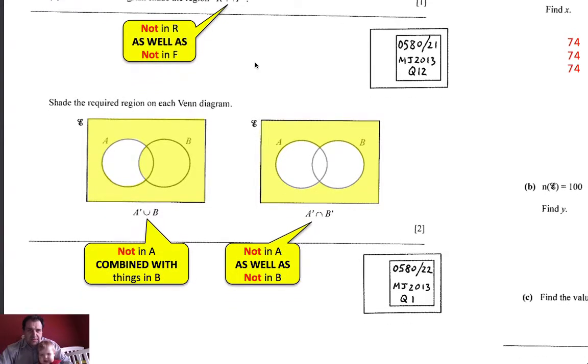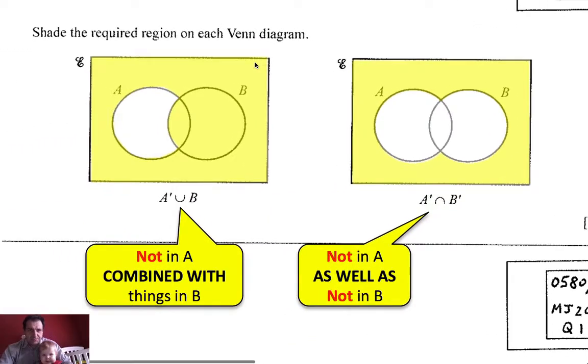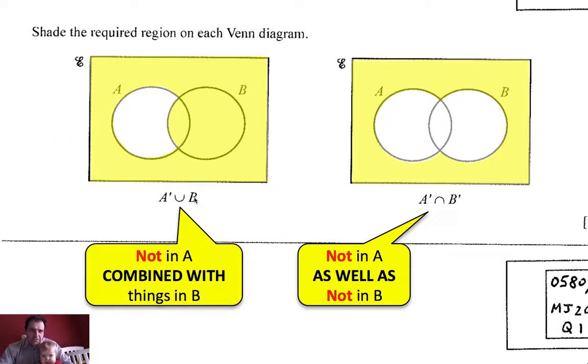Okay, and then it says for the next question, shade the required region on each Venn diagram. So you've got A dash union B. So A dash is everything outside of A. B is everything inside of B. And then this U sign, union, means the two things combined. So the things that are outside A combined together with the things that are inside B. So it's just got to be in either one of those or the other, but not both necessarily. So the combination of the two things is union.